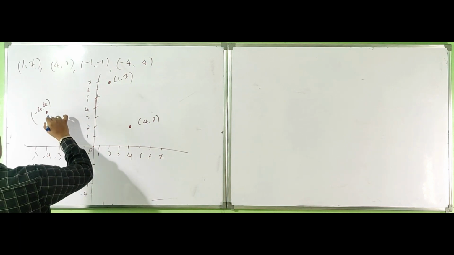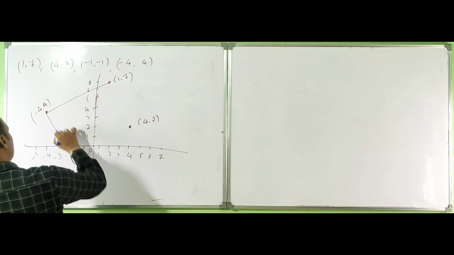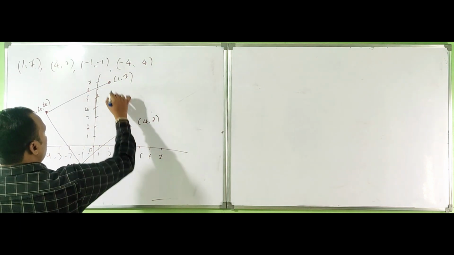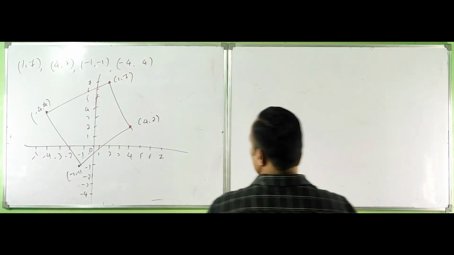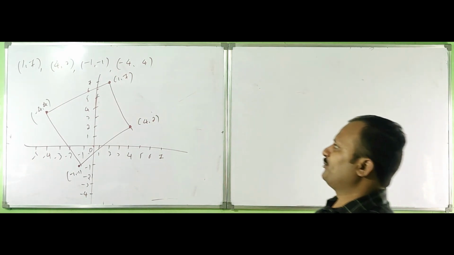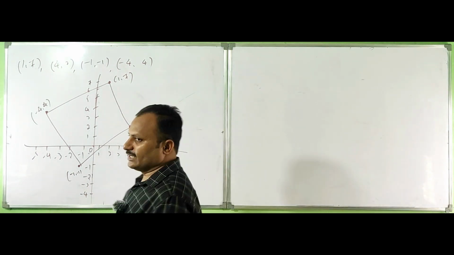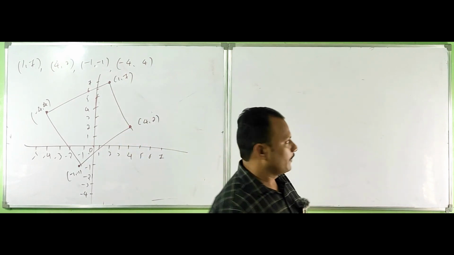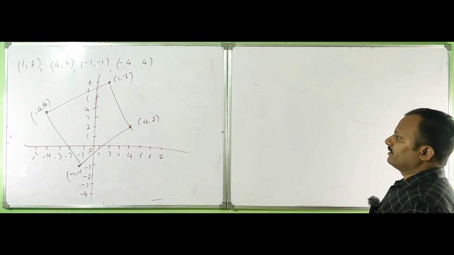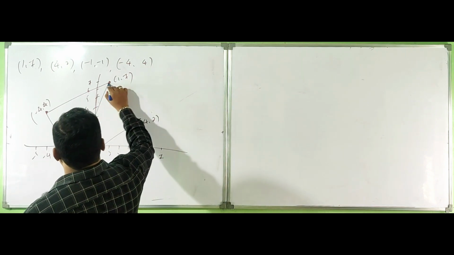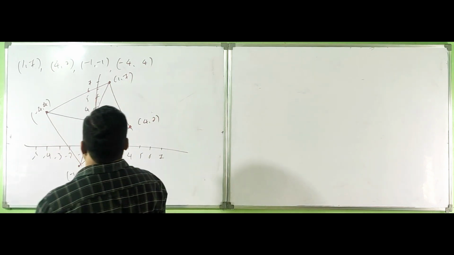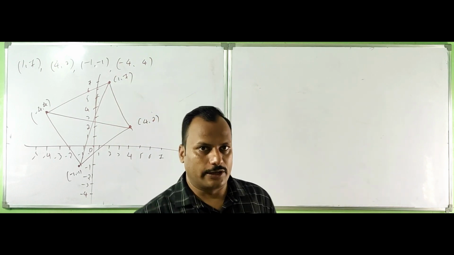Okay. Let's join all these points. Yes, getting it? Nearly, not exactly, but approximately. The nearest shape is a square. Then how to determine this? See, in squares, diagonals are equal. You can check this, or all sides are also equal.